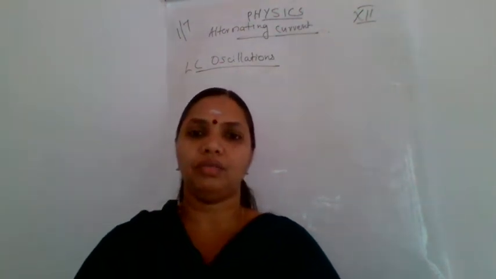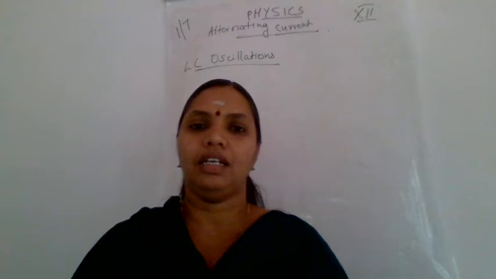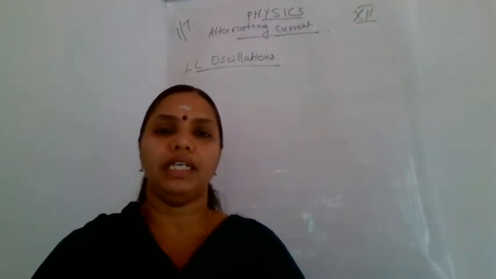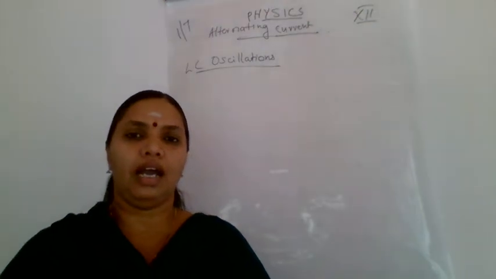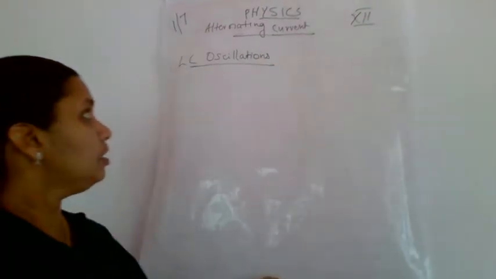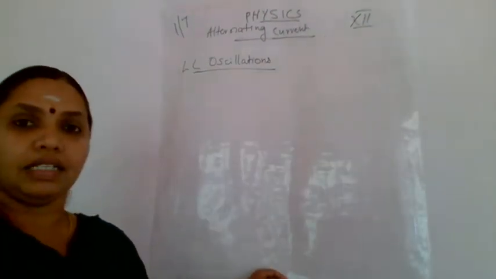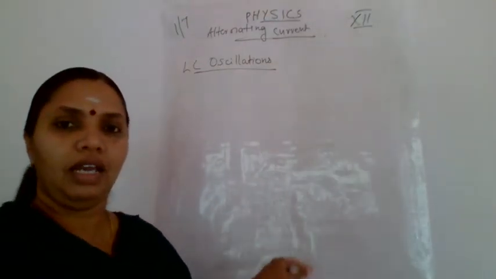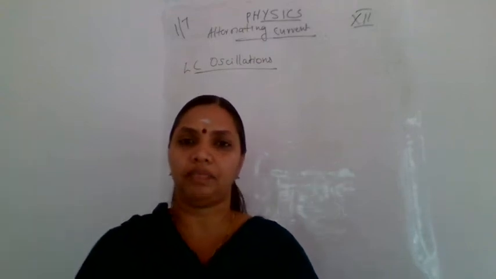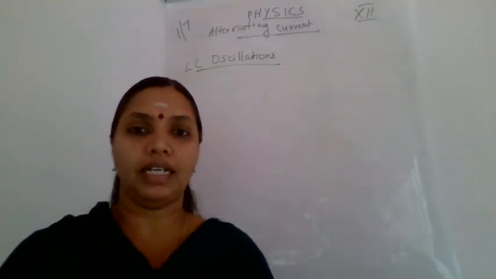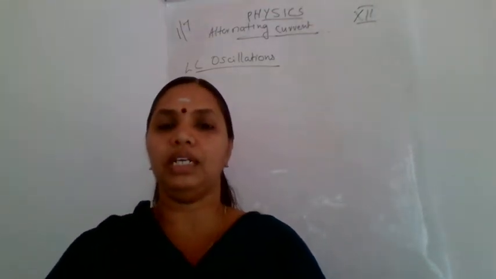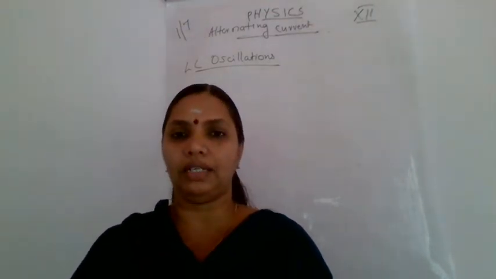Okay, good morning, children. Now we are moving to the next topic of the chapter, alternating current. This topic is about LC oscillation. What is this oscillation and what is LC oscillation? About oscillation we studied in plus one, isn't it? Oscillation is the to and fro motion. It is known as the oscillation.